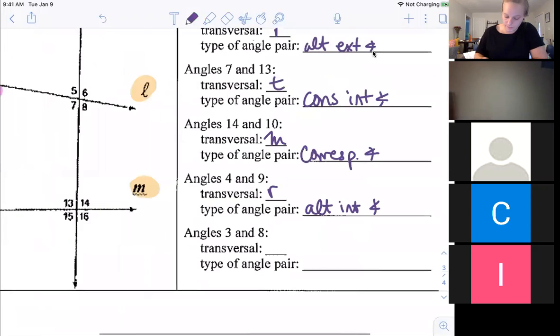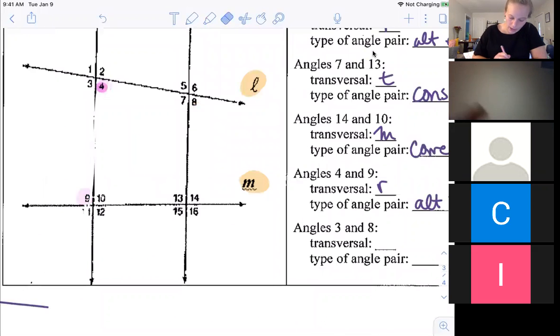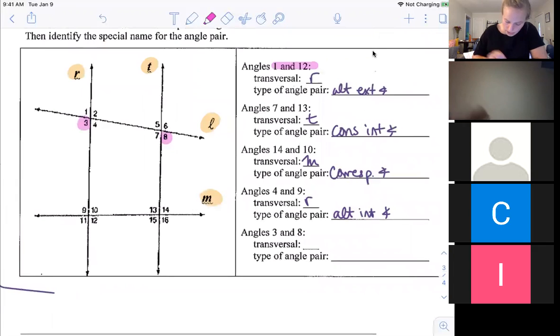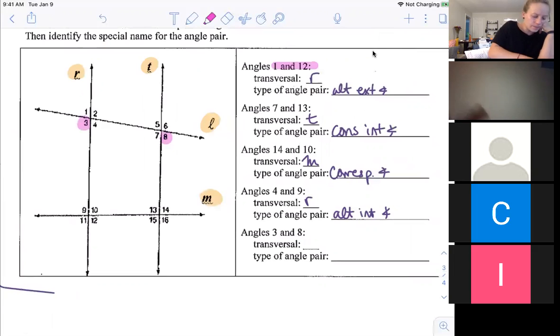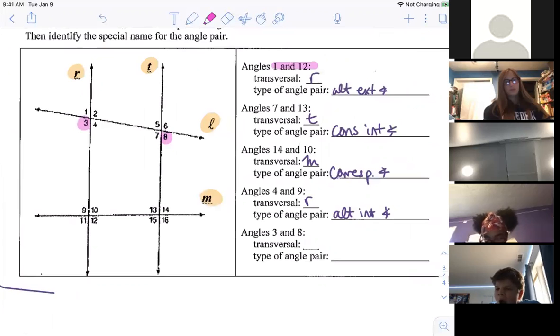Alternate interior. All right. Now I've got 3 and 8. Who have I not talked to? What's my transversal? Is it L? It is L. Thank you, Chantel. It is line L because R and T are the two lines L crosses. Good. And then what about my angle type, my angle relation?